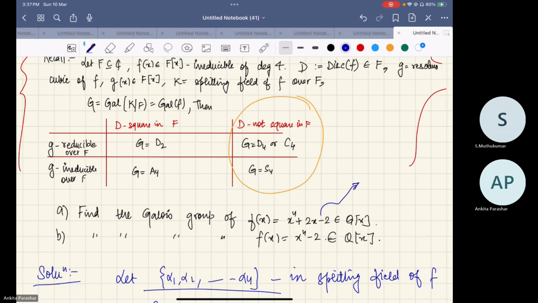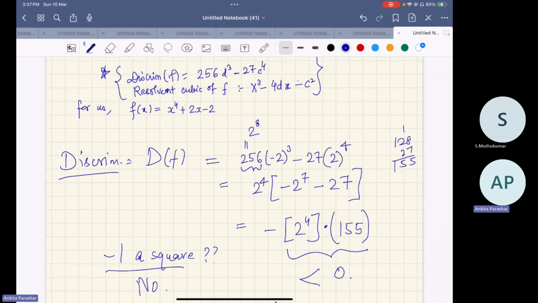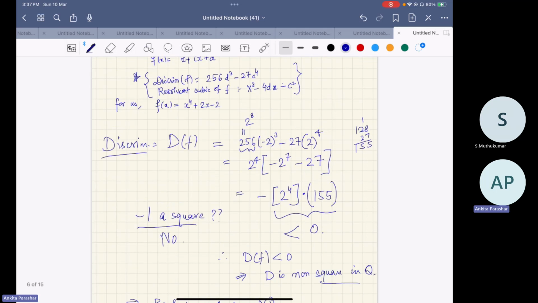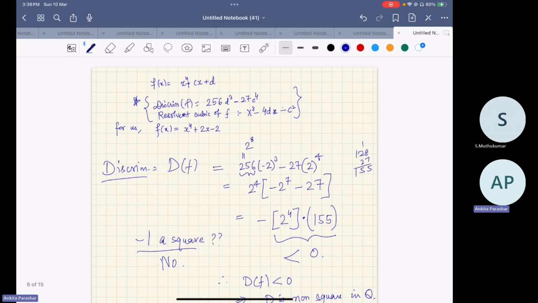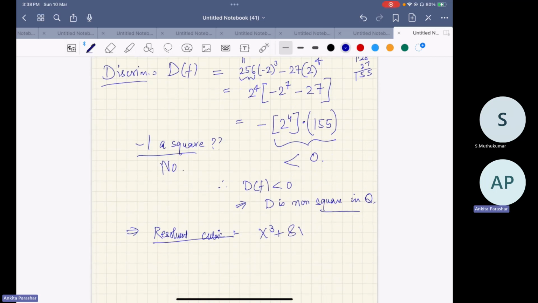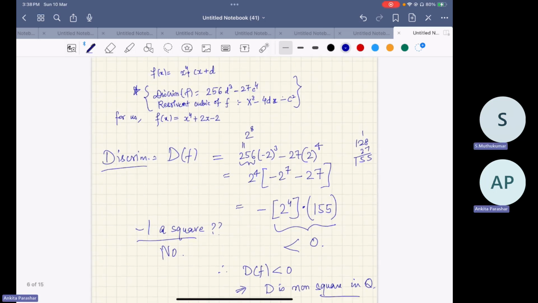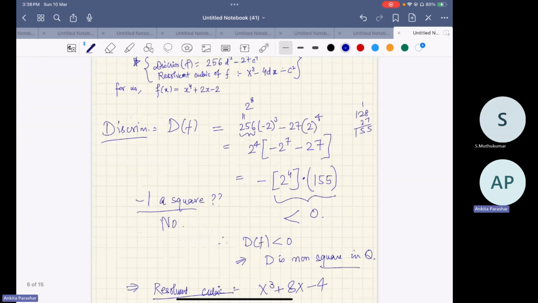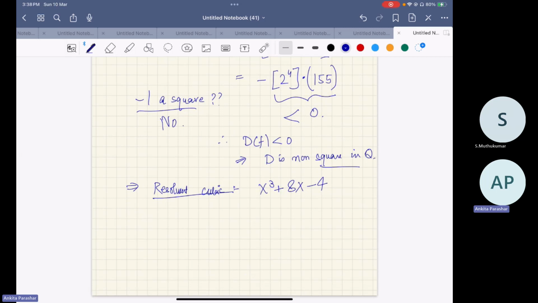Can you say something? We have to find G now. Even G is also given, right? Even G we know from the formula. So what is that G? G of x is x cubed plus 8x, minus c squared, so minus 4. Here, x cubed minus 4d with d equal to minus 2, so therefore plus 8x, yes. Now we have to check the irreducibility or reducibility for this. I think that should not be very difficult, right?